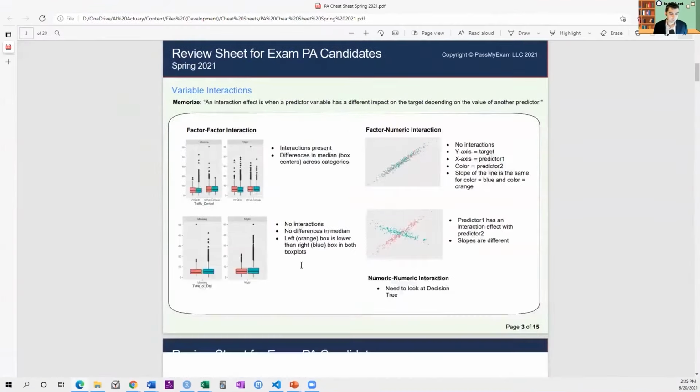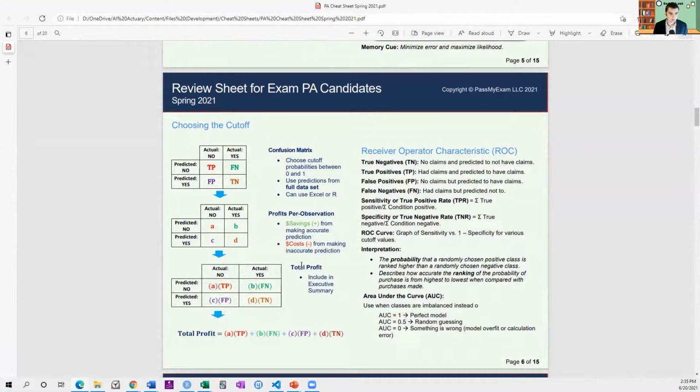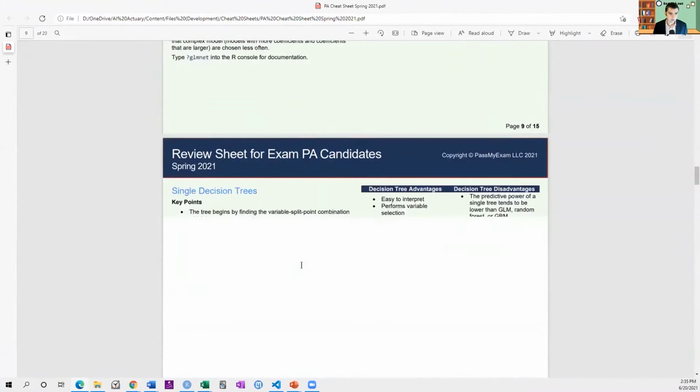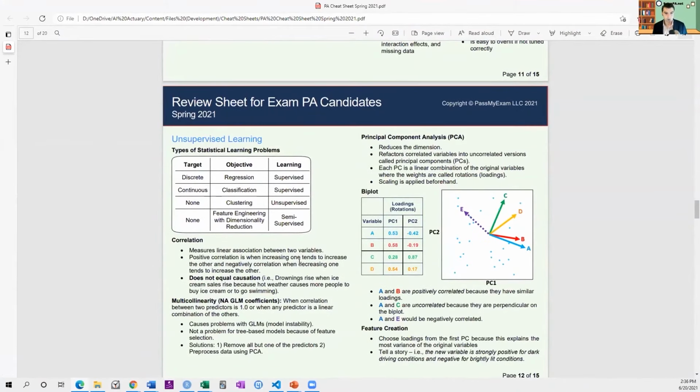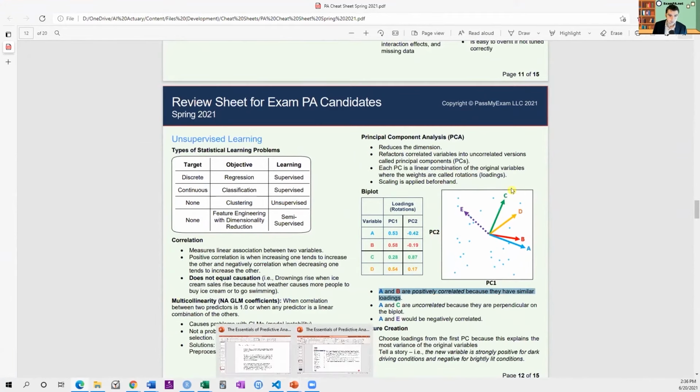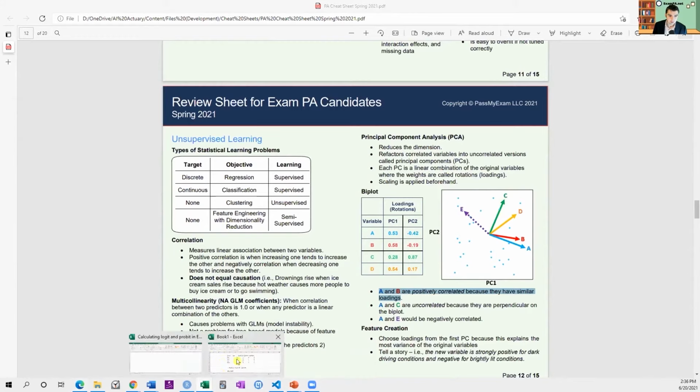We do have this example from the cheat sheet. The way to read this is that A and B. Here you see PC1 and PC2. The way that this was created was you had data like this.